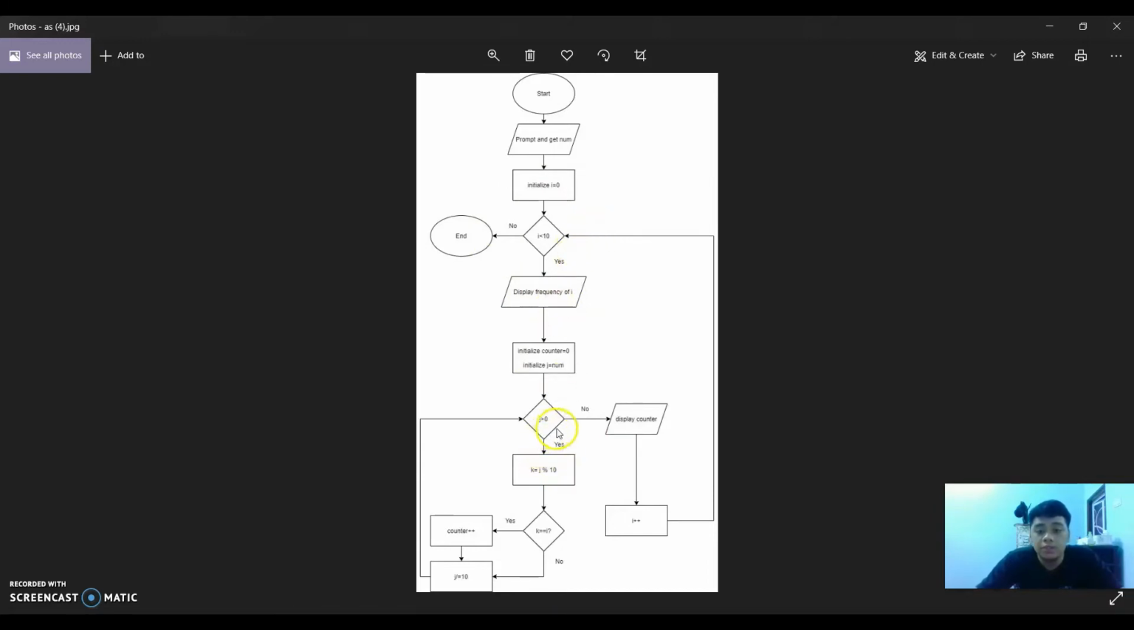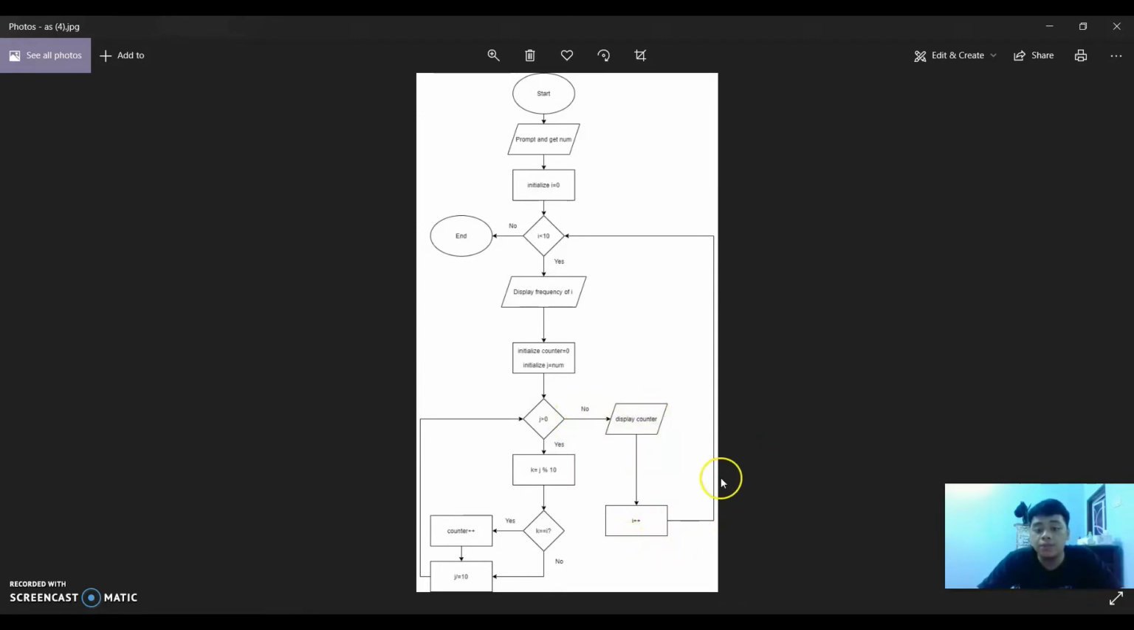So if j is more than 0, then it will go to this calculation k equal to j modulus by 10. If the remainder of this calculation, which is k, equal to I, then the counter will plus 1, then j will be divided by 10, then it will go to this loop again until j is less than 0, which is the display counter will happen.